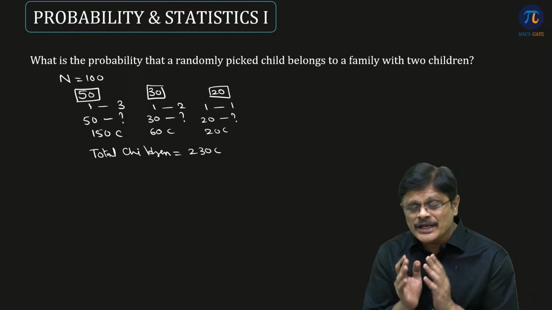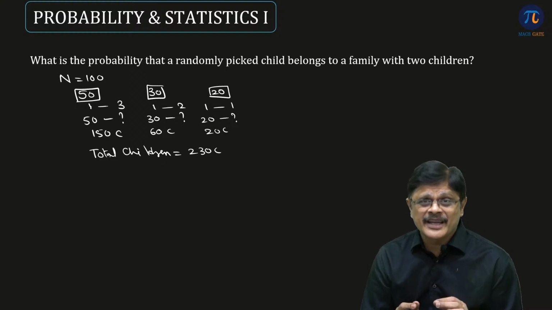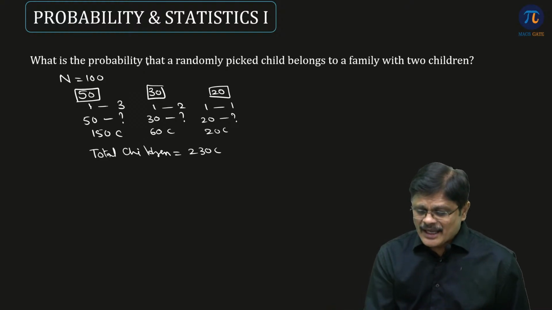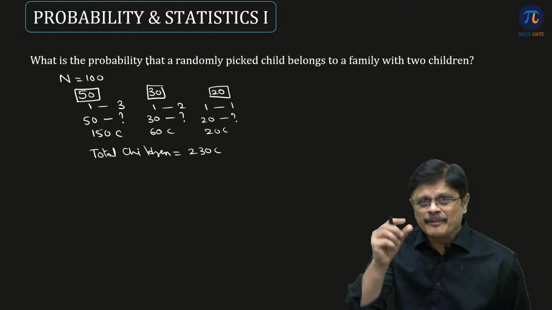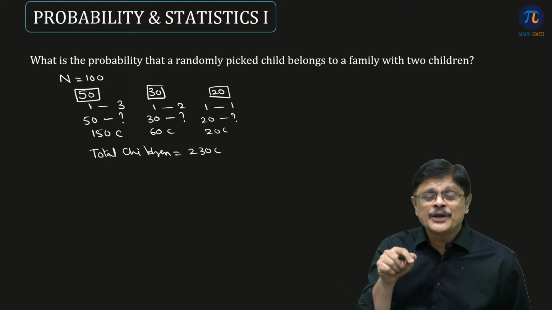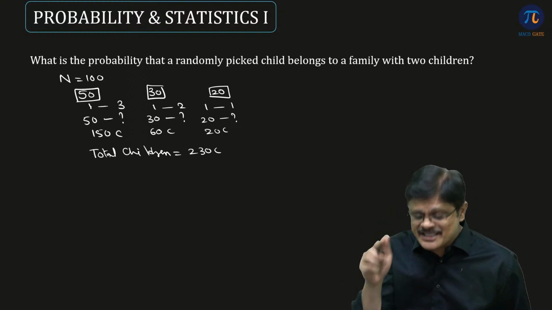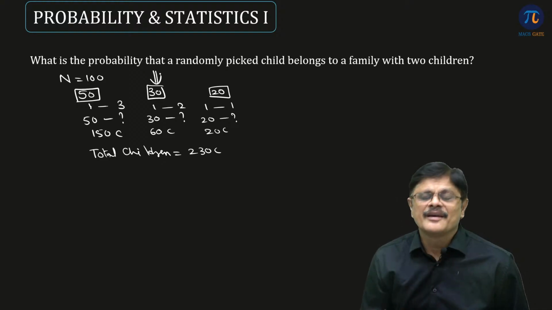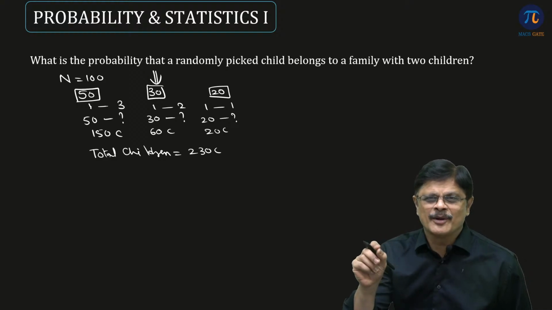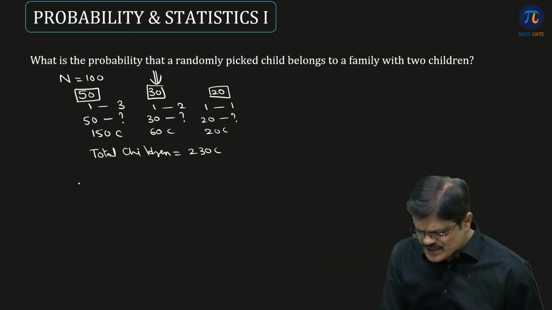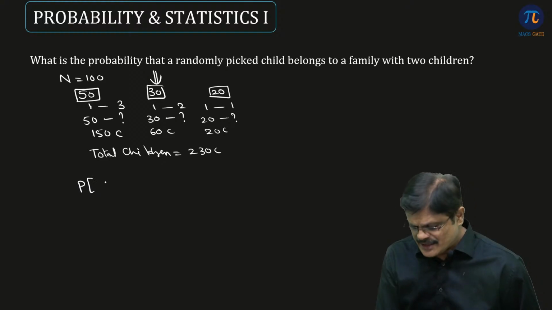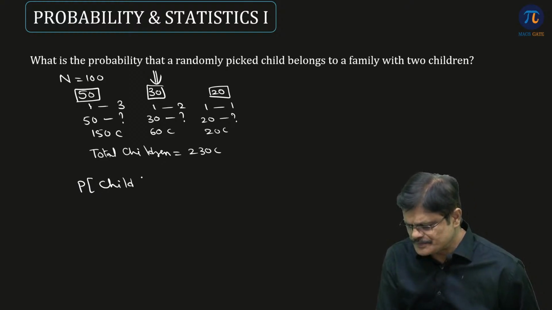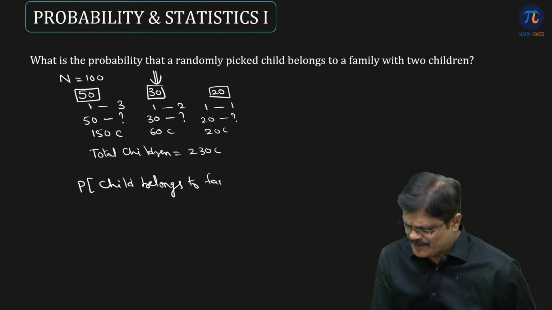Out of this 230 children, we are picking a child at random. Now you need to tell me: what is the probability that the child belongs to a family with 2 children? So this is your question. What is the probability that the child belongs to a family with 2 children?